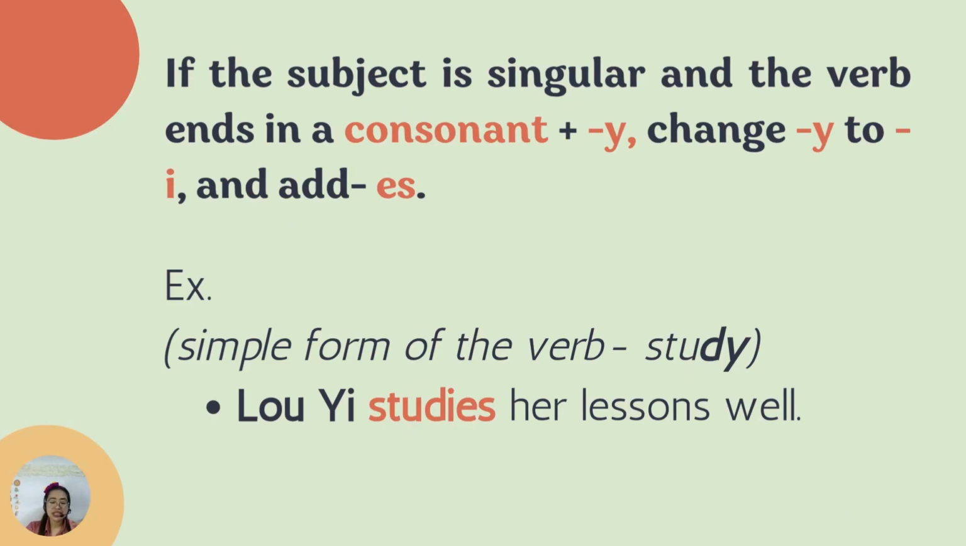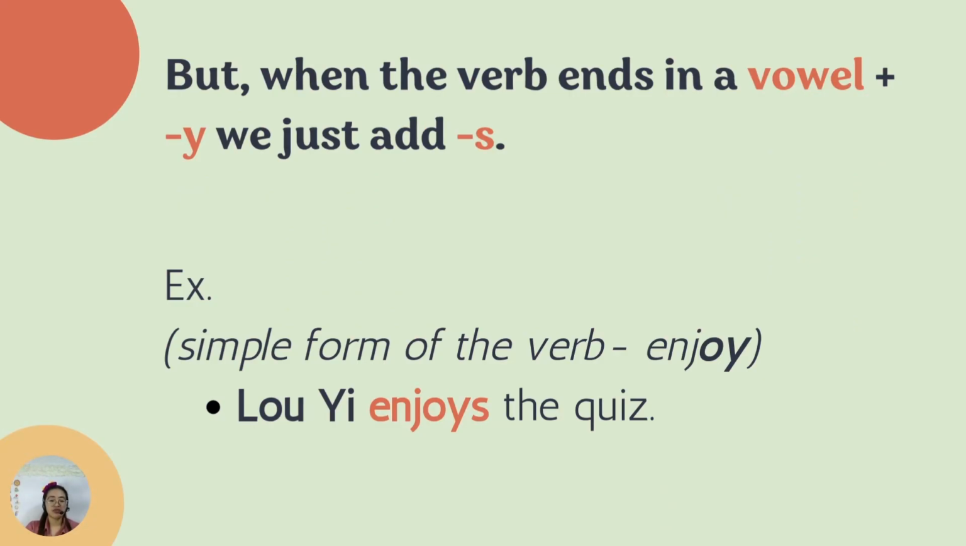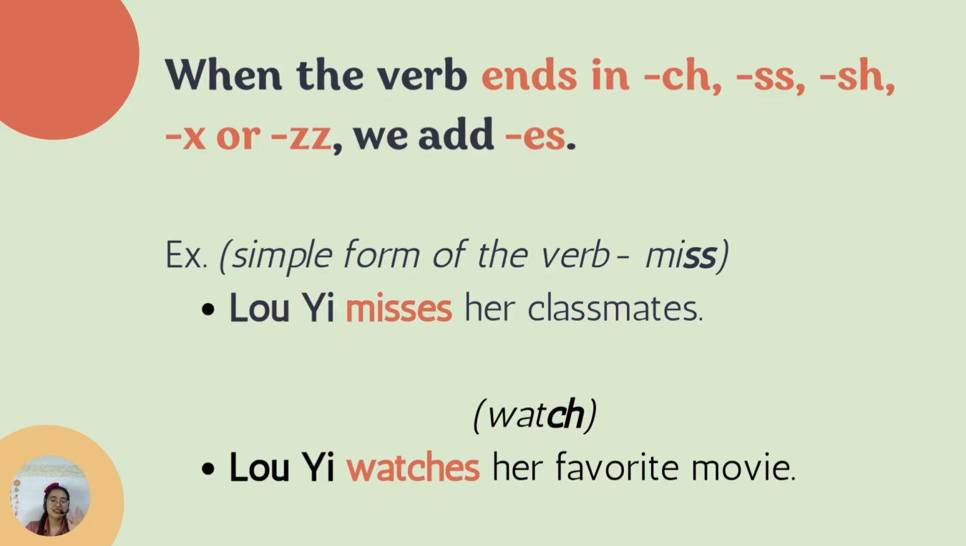So again, if the verb ends with a consonant, where is the consonant here? The D, diba? D plus Y, so change Y to I and then add ES. And when the verb ends in a vowel plus Y, like O is a vowel, plus Y, we just add S, like Louis enjoys the quiz. Alright. When the verb ends in CH, SS, SH, X, or ZZ, we just add ES.